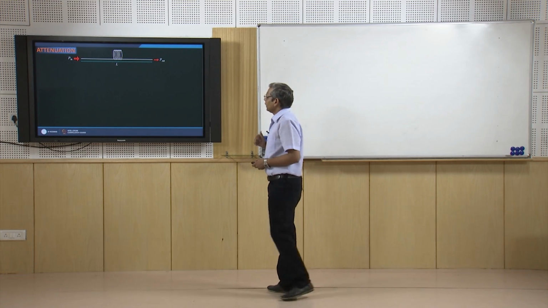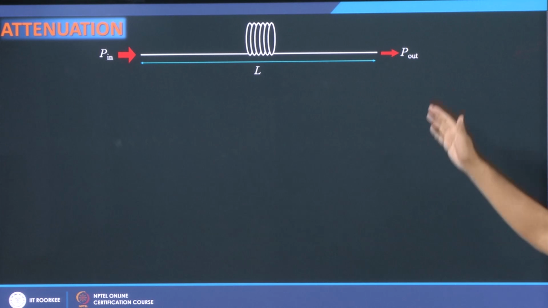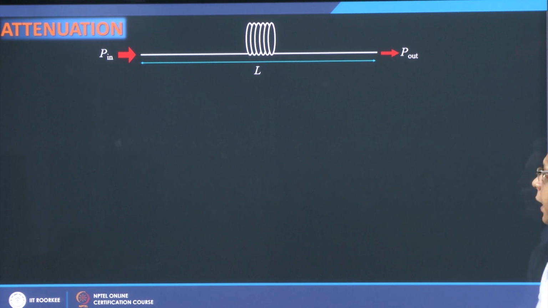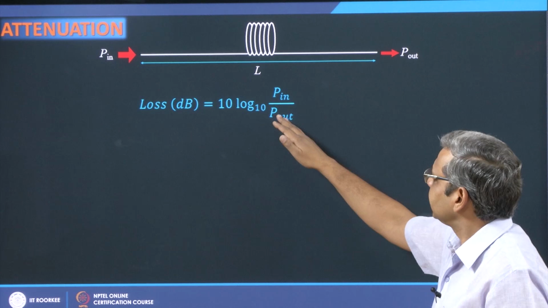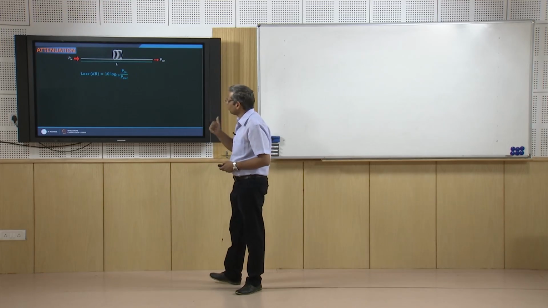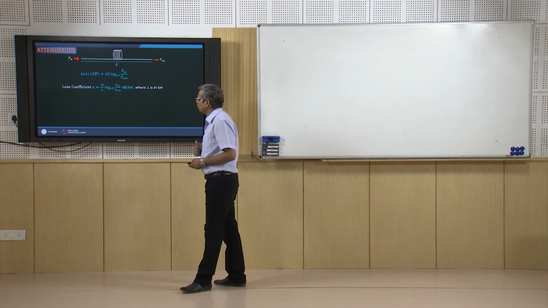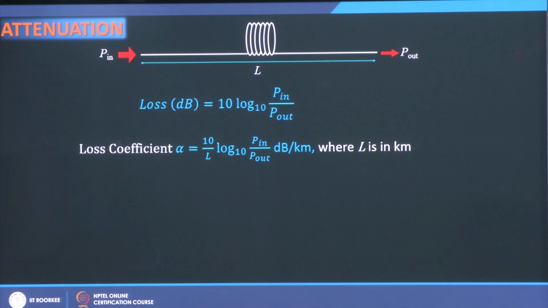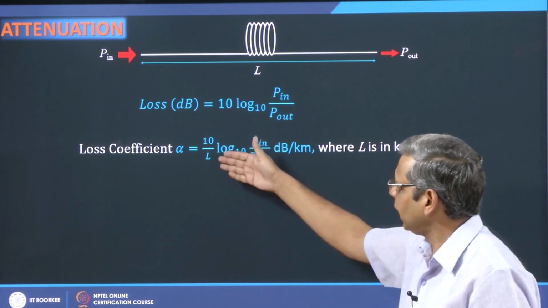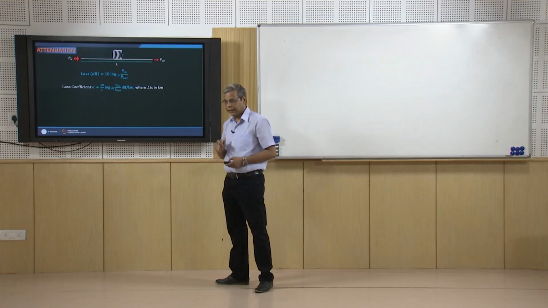So, what is attenuation? If the power at the input end which I send through an optical fiber is P in, and the power that I receive at the output end is P out, then I define the loss of this fiber through length L, in dB units, as 10 times log at base 10 of P in over P out. So, this is the loss in dB through L length of an optical fiber. It is often convenient to represent this loss in terms of a loss coefficient, which is the loss in dB per kilometer length of the fiber. So, I divide this by L and I get this loss coefficient alpha in dB per kilometer units, where L is in kilometers.